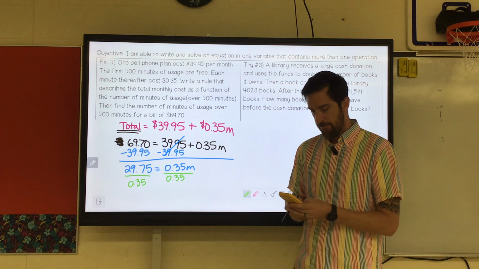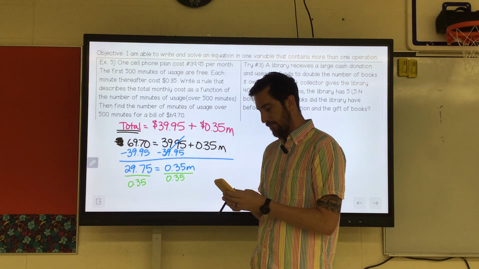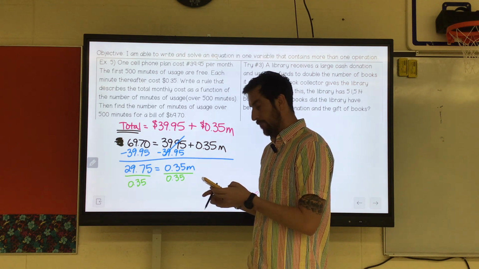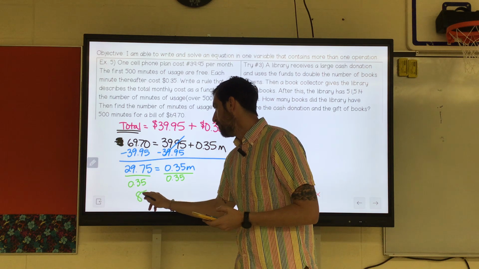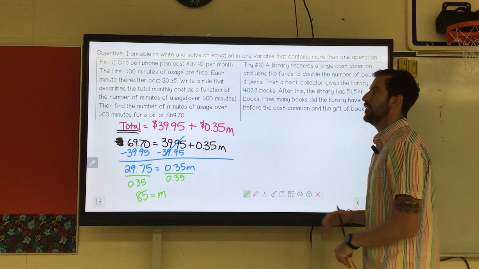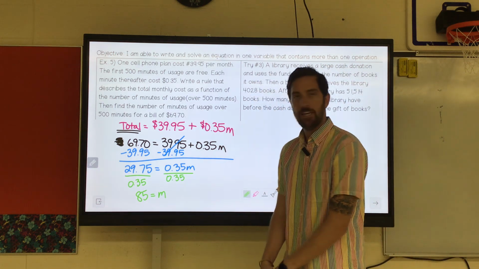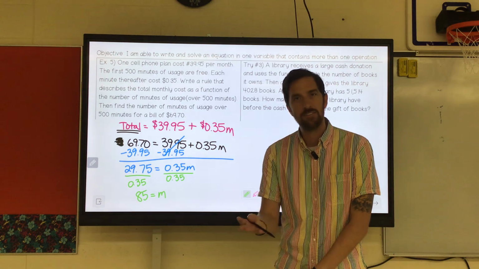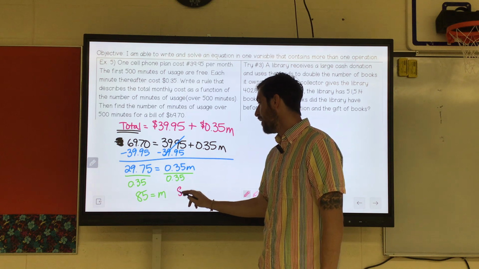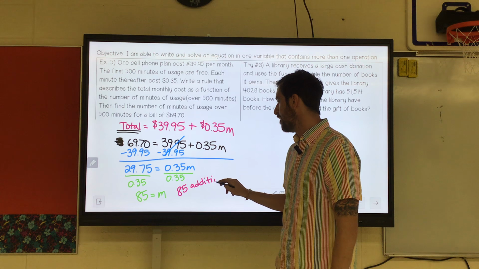29.75 divided by 0.35. We got 85 for M. Now, if this was a word problem on a test, if someone said, hey, find the number of minutes of usage over 500, and you were like, M equals 85, you sound silly. Answer word problems with words. 85 additional minutes, or you could say 85 minutes.